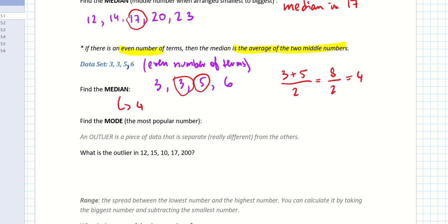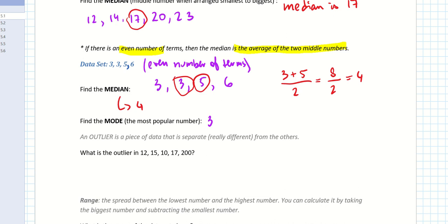Now the third definition is the mode. The mode is the most popular number. Okay, so that's the number that occurs the most times in your data set. So for example, if you look at the same data set again, 3, 3, 5, 6, we see that the 3 appears twice. So in this case, for this data set, the mode is going to be 3 because it happens twice.